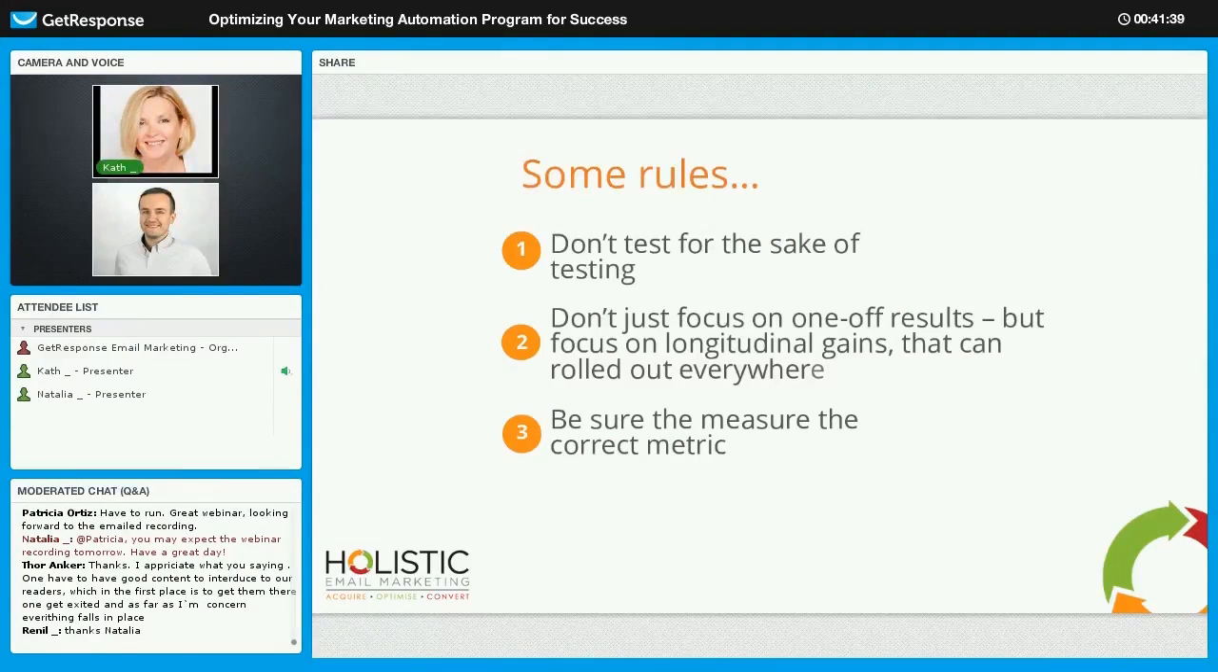So some rules, as I was saying before: don't test for the sake of testing. Don't do it just so you can tick off a box and say, yep, I've done that. Start to care about it and be passionate about it, because that's going to make the big difference as to whether the test is a success or not. Try not to just focus on those one-off results, those immediate wins, but focus on the longitudinal gains also that you can be rolling out elsewhere. And then, of course, be sure to measure the correct metric.